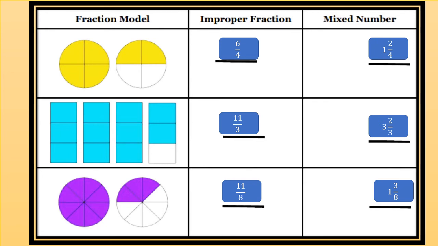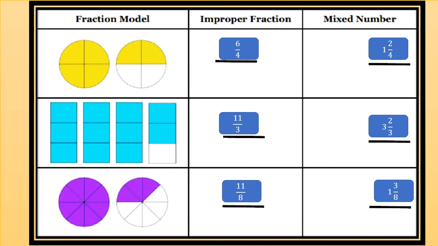Now the mixed fraction will be, now 3 are fully shaded. So 3 and 2 by 3. So in the fourth, 2 parts are shaded out of 3. So the fraction part will be 2 by 3 and 3 whole. So 3 and 2 by 3 is the mixed fraction of this fraction model.